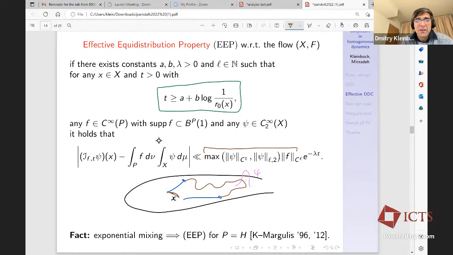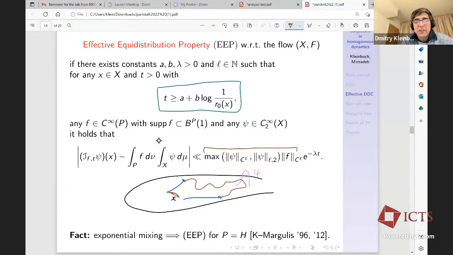one thing one can show is that if the flow is exponentially mixing, it implies the effective equidistribution property for P being the unstable horospherical subgroup. Okay, so this is a computation which was essentially done in my paper with Margulis a long time ago, and then it also showed up later, and it can also be proved for proper subgroups of H. Anyway, let's just treat it as an axiom.